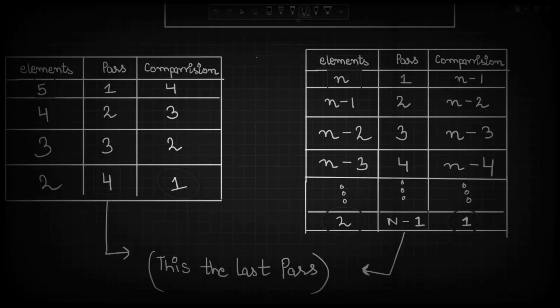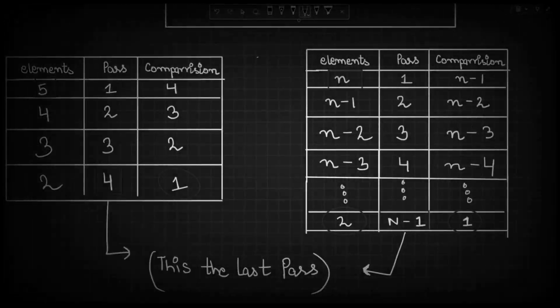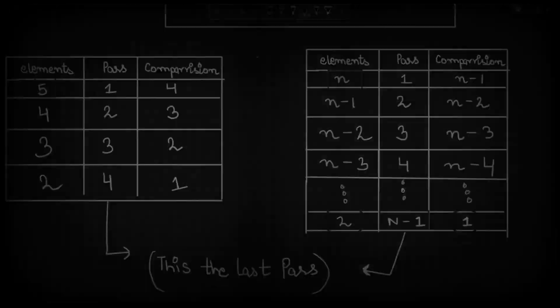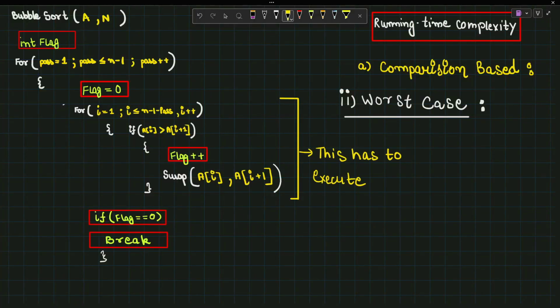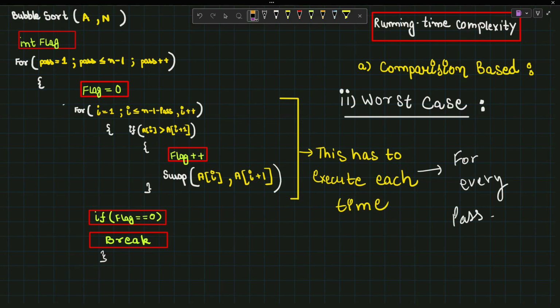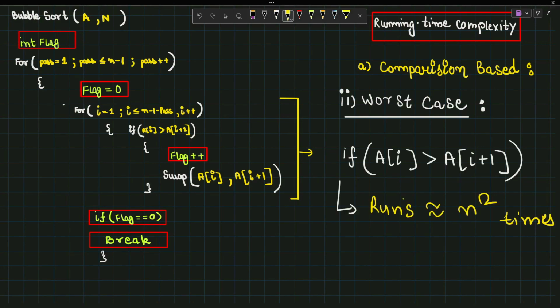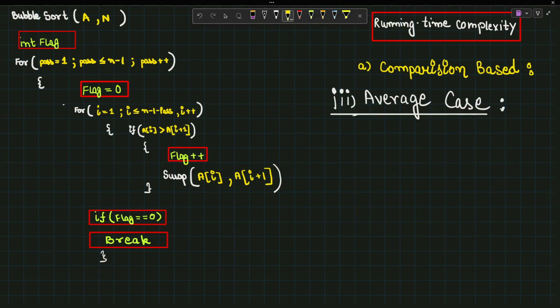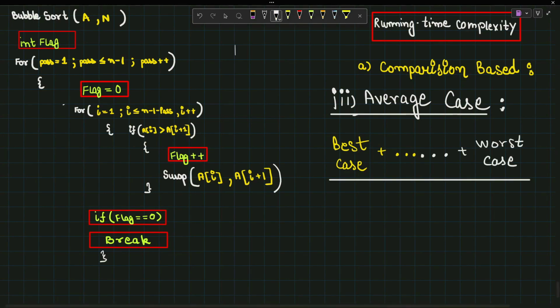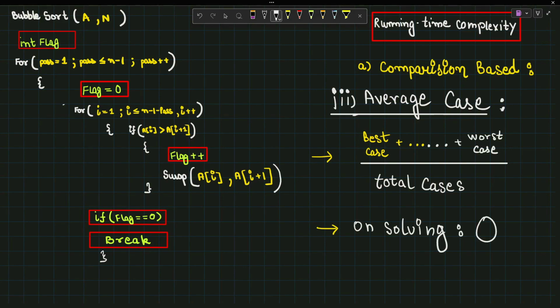And we have studied in previous videos that the number of comparisons made for n elements in pass 1 is n-1. In the worst case, the maximum number of passes has to be executed so that our runtime is worst. It is the same as the previous one, big O of n square. Now the average running time complexity will be the sum of all the possible cases divided by the total number of cases, which also comes out to be n square.